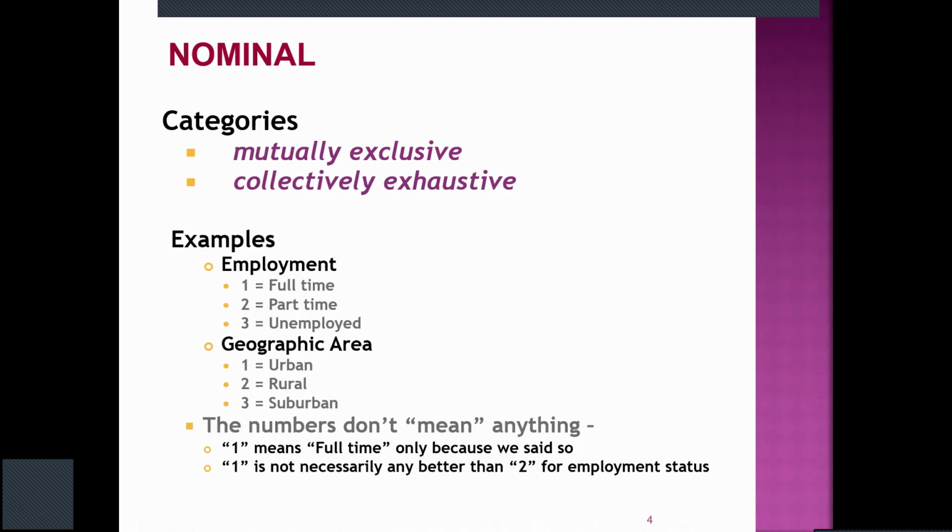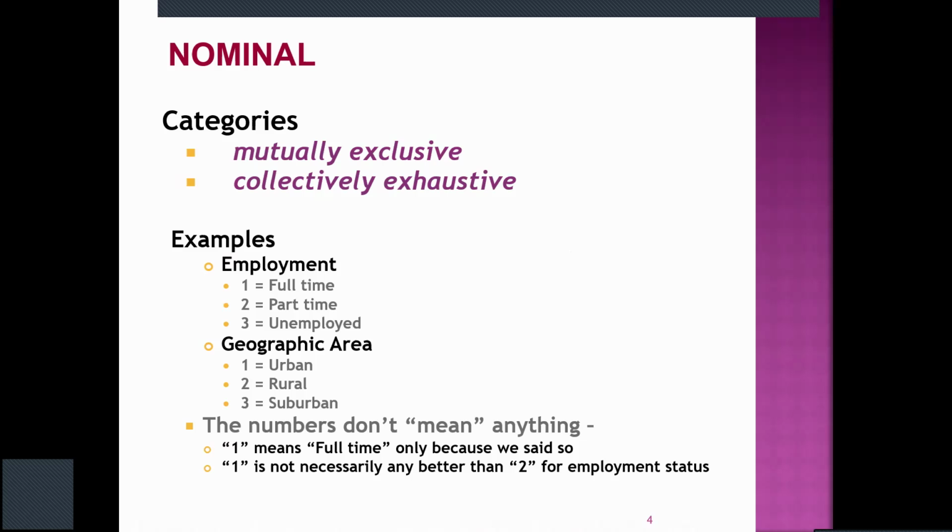Some examples are employment: full-time, part-time, unemployed would be 3 categories; or a geographic area: urban, rural, suburban. The important thing to note here is that we might put numbers on these. We don't have to in R, for example, but we might. And if we do, the numbers don't mean anything at all. So 1 is only full-time because we labeled it that. Indeed, you can see the full-time, part-time, unemployed go in alphabetical order. And so maybe the numbers are in the same order as alphabetical order.